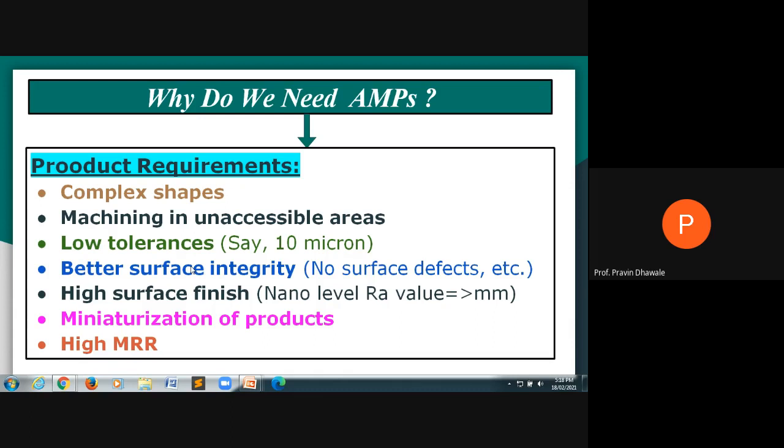Means these are certain requirements of the workpiece or product where conventional machining is not suitable. There are certain limitations for conventional machines to satisfy such product requirements, where we must need the non-conventional machining process or advanced machining. Write down these points.